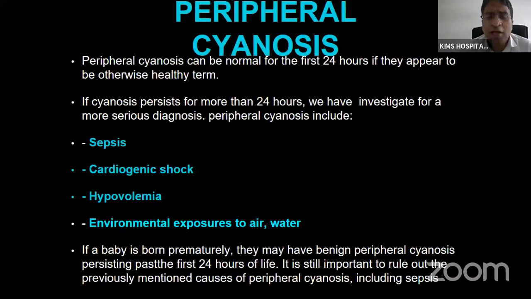In general, peripheral cyanosis is very common in the first 24 hours because of hypothermia and vasoconstriction in the periphery. If cyanosis persists for more than 24 hours and peripheral cyanosis is there, then it's a very serious diagnosis. You have to look for septic shock, cardiogenic shock, hypovolemia, or environmental exposure where the temperature is not maintained. You have to remember this.